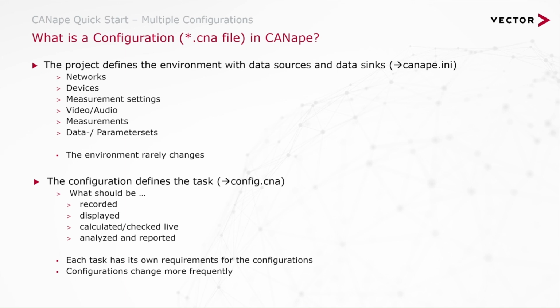Before we dive into specifics, I'd like to talk about what a configuration file is and how it differs from a project file. The project file is the canape.ini. This defines the CANape environment and it outlines all of your main global settings for the project. This includes your networks, devices, and so on. The configuration essentially defines the task. This can be all of your user preferences, such as what should be recorded, what should be displayed, what pages you have, and so on.